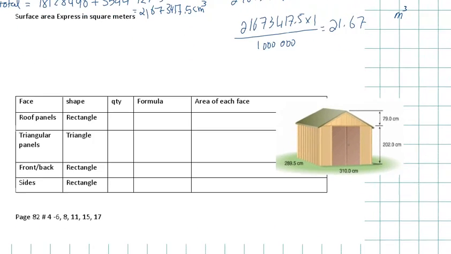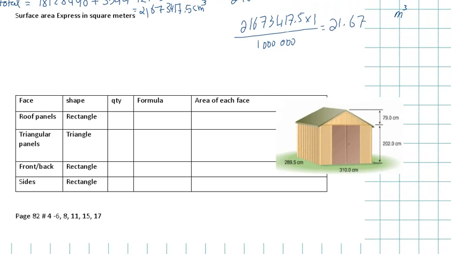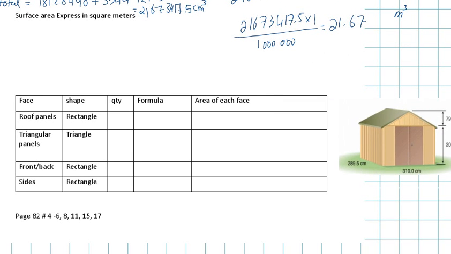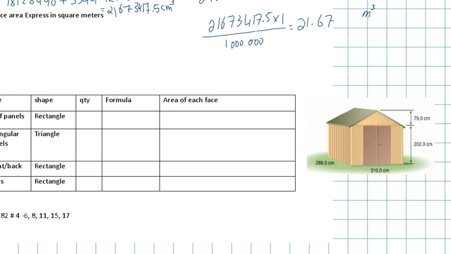Alright, so we said that if I'm looking at the triangular roof panel, how many rectangles do I have? Two. And if I'm looking at the triangular panels, how many triangles do I have? Two. And if I'm looking at the front and back, two rectangles, and then two sides.